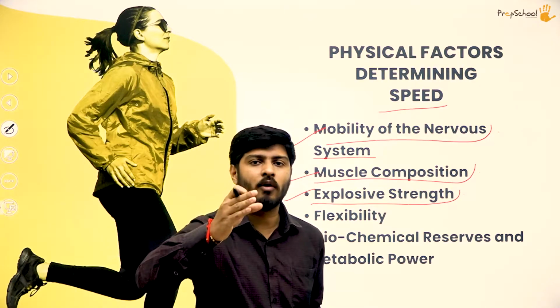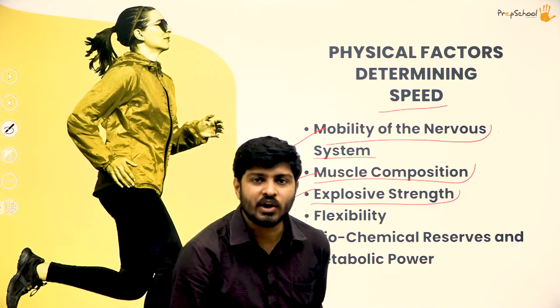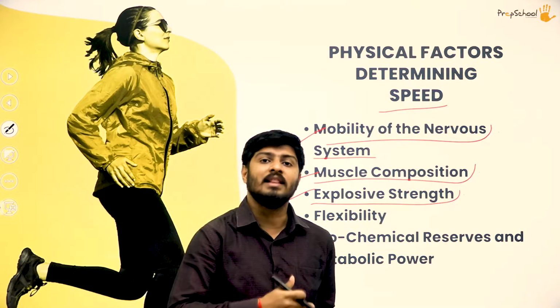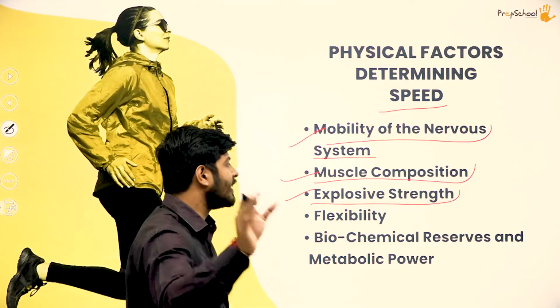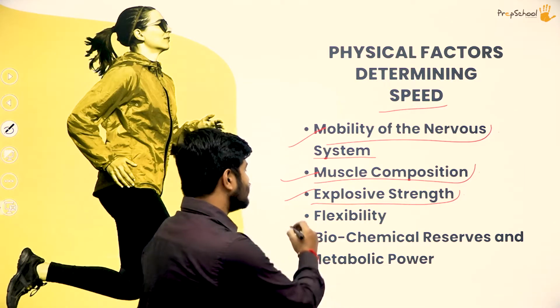But as you run forward, you decrease that explosive strength, and your body switches back to endurance, and the stress on the muscle decreases as you already have the momentum and the inertia that you took off with. That serves at the initial stage of the race, and that is how explosive strength determines the speed of the person. Next, you have flexibility.